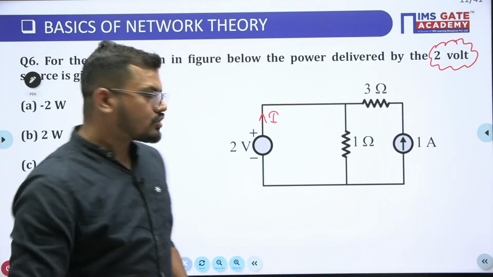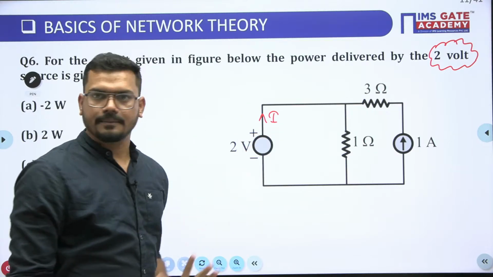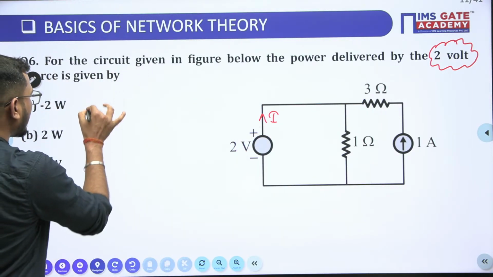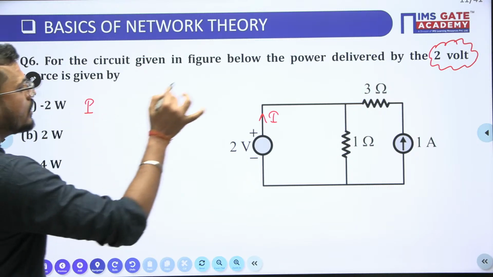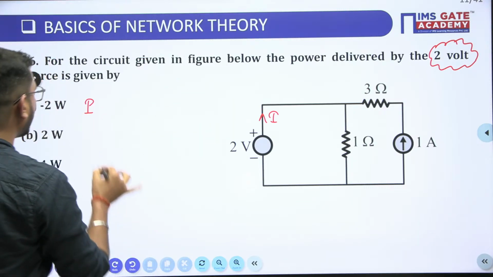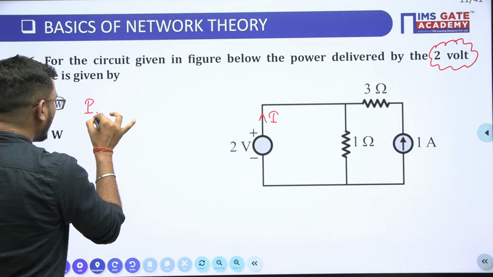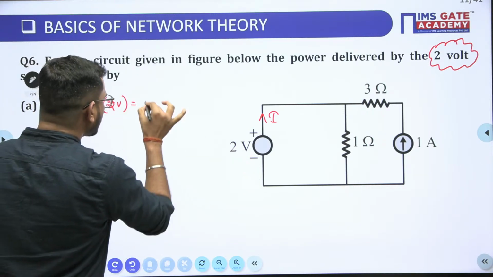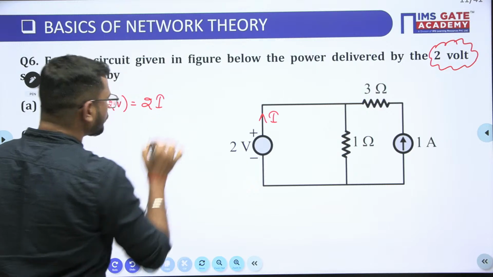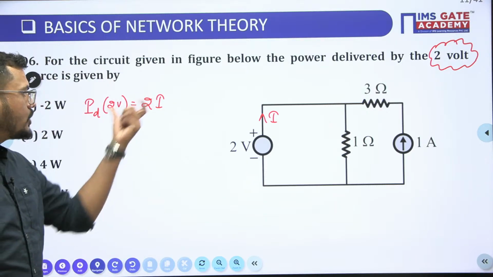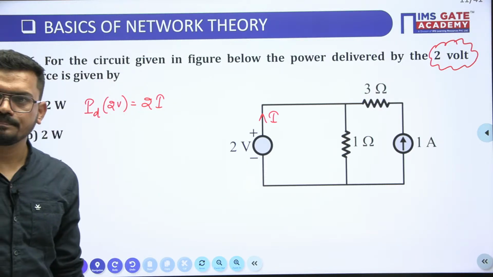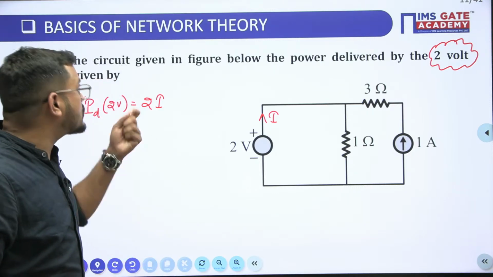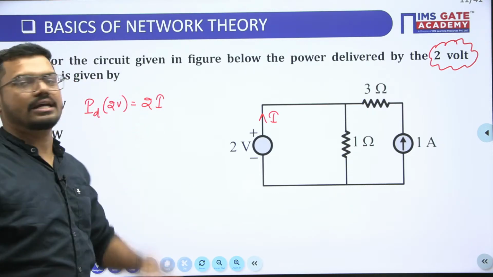Okay now. So just I'm assuming this is the current I. Okay, and if this is the current I, then now we can write, as we have to find what power delivered by this 2 volt. So we can say power delivered by this 2 volt source is nothing but this 2 volt into I guys. Is it clear, yes or no? Now our task is what? Our task is to find this I only.